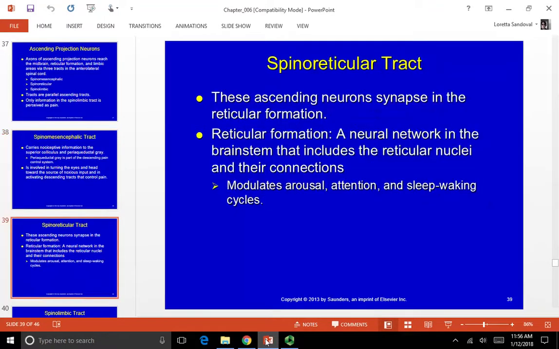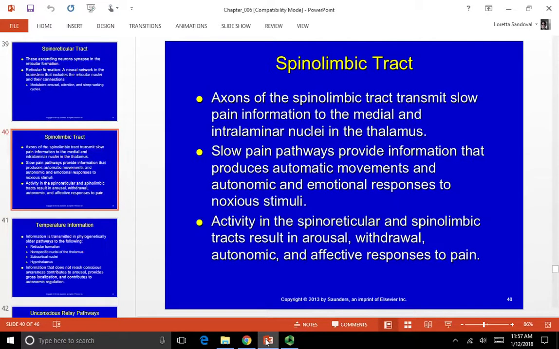The spinoreticular tract are ascending neurons that synapse in the reticular formation, which is a neural network in the brainstem that includes the reticular nuclei and their connections modulating arousal, attention, and sleep-wake cycles. So pain keeps you awake. There you go. There's the neurological explanation for why pain keeps you awake. The spinolimbic tract, the axons of the spinolimbic tract transmit slow pain information to the medial and interlaminar nuclei in the thalamus. You do not need to know the individual nuclei. So we can just say it goes from there to the thalamus.